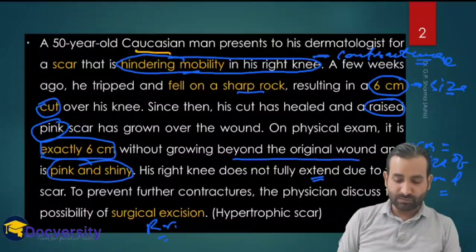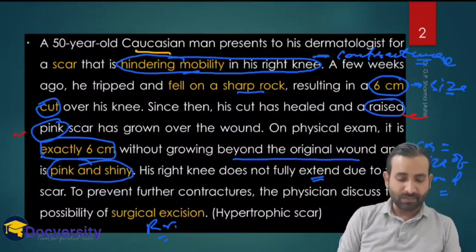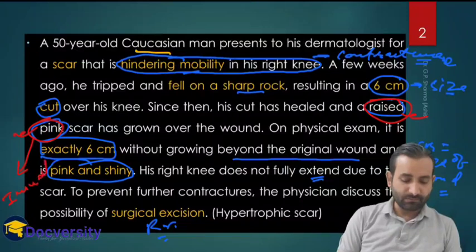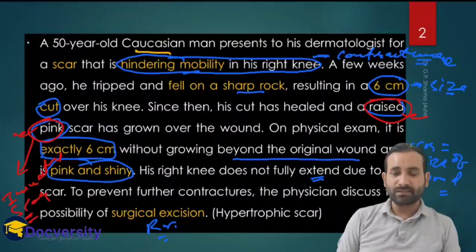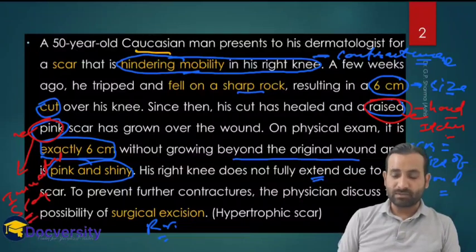So a few points I want you to remember over here. What is this one? Raised pink. Raised pink. This is the sign of an immature scar. Is that okay? An immature scar is pink and it is raised. Is that okay? And it is hard as well, and it is itchy as well. That means if these features are there, we have to understand this is our word, the immature scar.